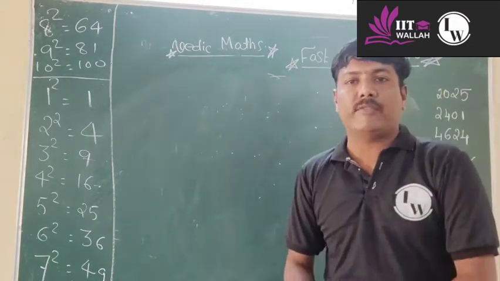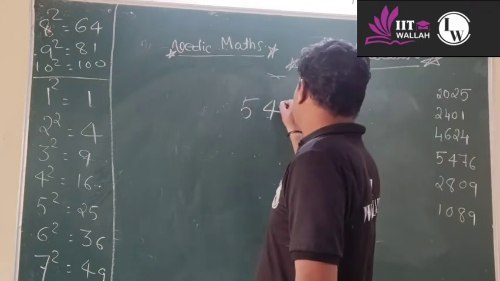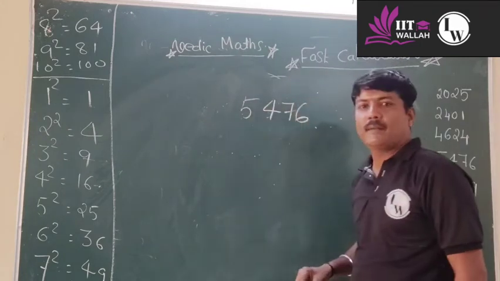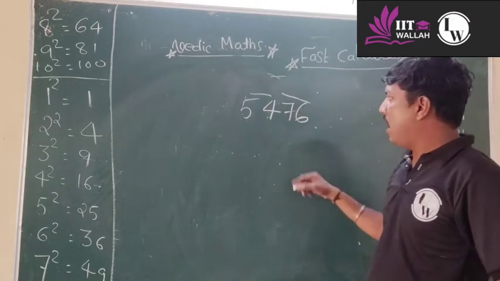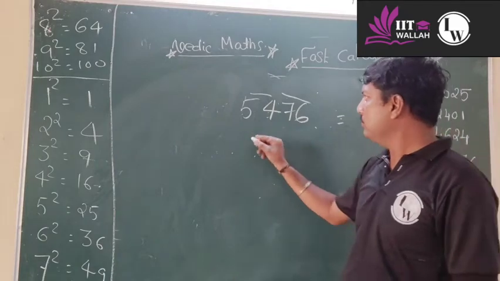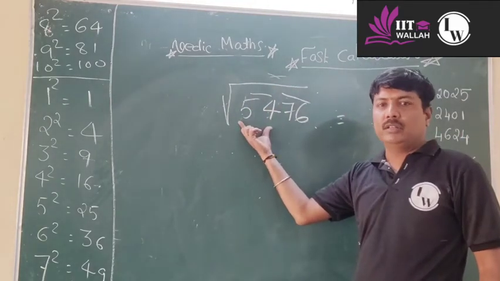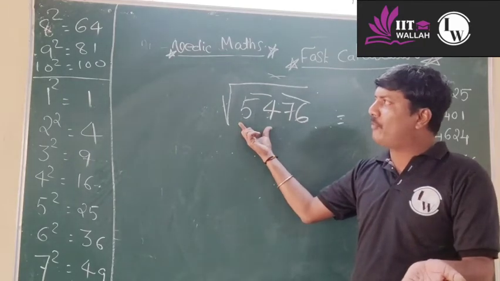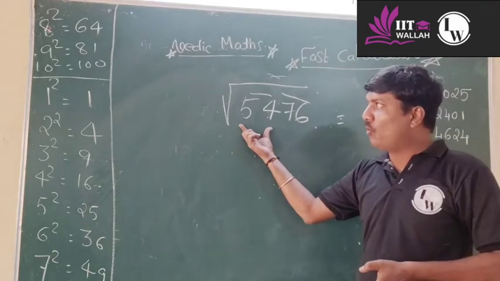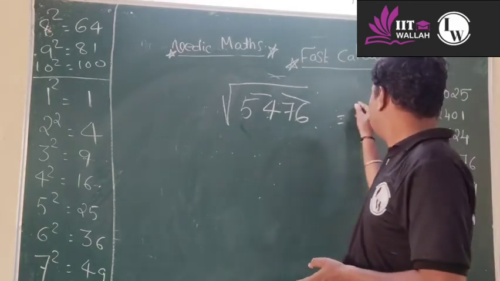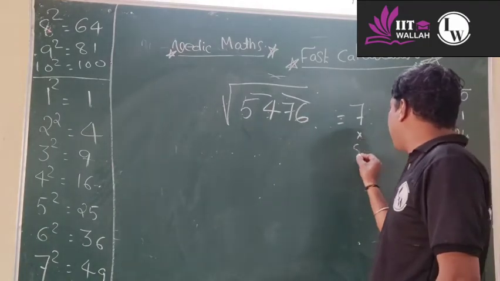Now we will check another number so that we can find the square root. 5476. Okay. The grouping is 54 and 76. Our first number is 54. Which number is below 54, which is a perfect square? 8 square is 64, 7 square is 49. So obviously it is 7. After getting 7, you multiply this with its successor 8.